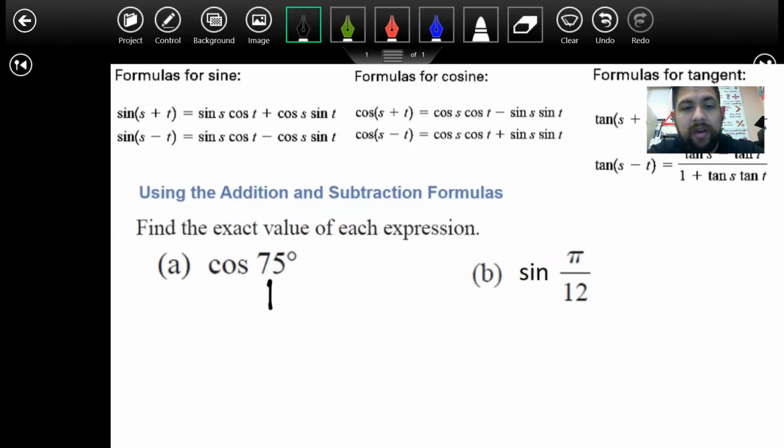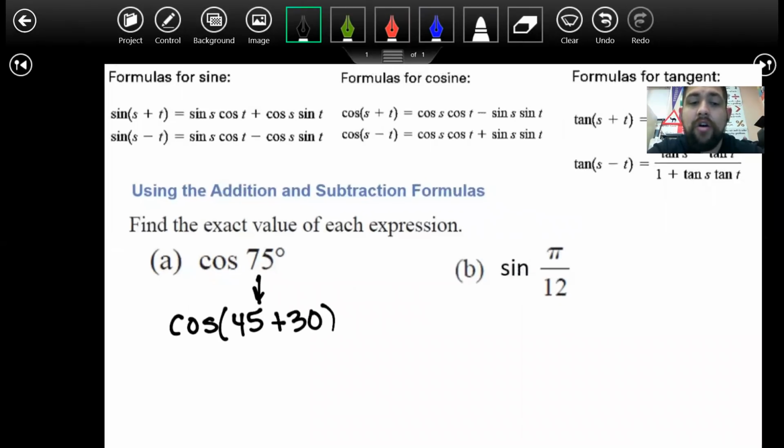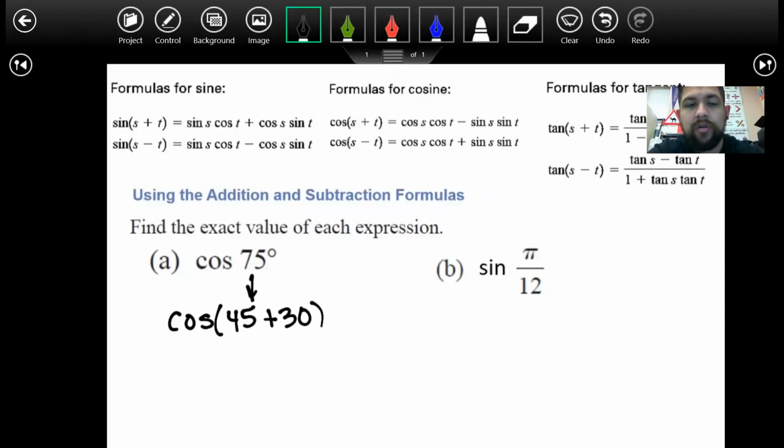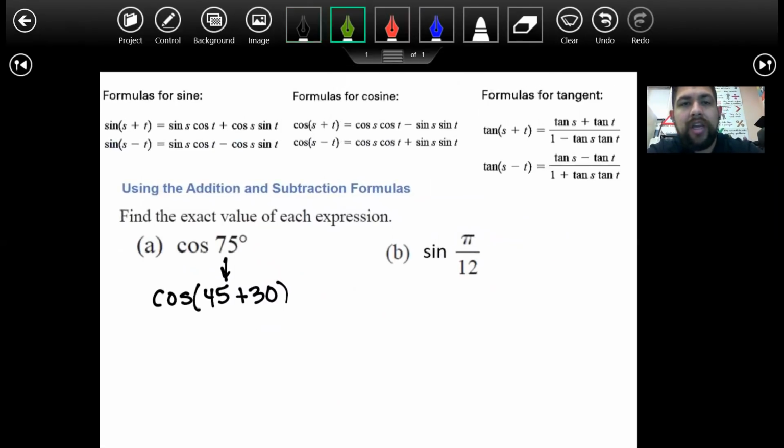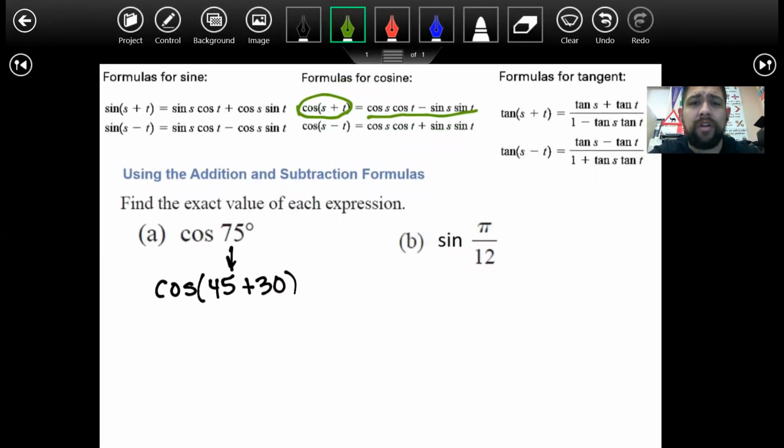And this first one coming here, looking at the 2 numbers that I can locate on my unit circle, I can rewrite this as the following. It'll be cosine of 45 plus 30. Because if I can rewrite it like this, 45 and 30 adds up to 75, and I know 45 and 30 exist on my unit circle. So this is how you want to be able to develop it. So looking at our values here, we're going to use the cosine of s plus t formula, or we can just plug in these values that are representative here. And that's exactly what we're going to do.